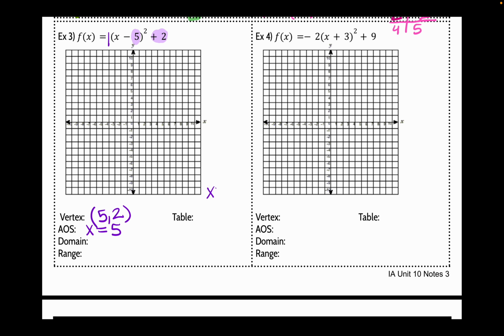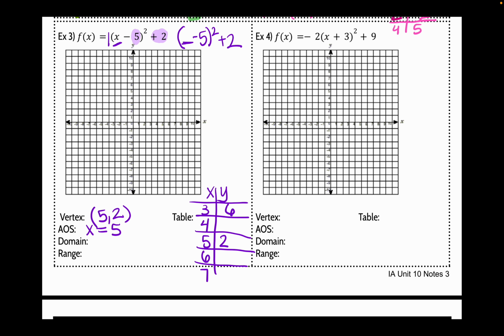Our table: put 5, 2 in the middle, and then plug numbers on either side. So 6, 7, and then 3, 4. Now again, when you type it in, think of this little x as your spot where you're going to plug in. So what you're going to type in your calculator is parentheses 3 minus 5 parentheses squared plus 2. And then continue on. So the next one is not going to be 3, but it's going to be your next number, 4 minus 5 squared plus 2.